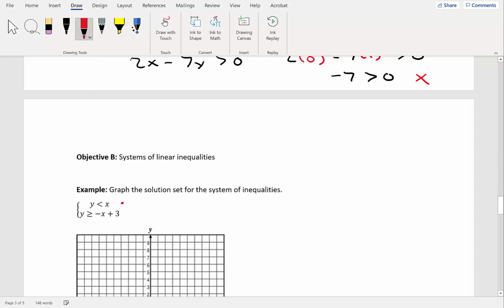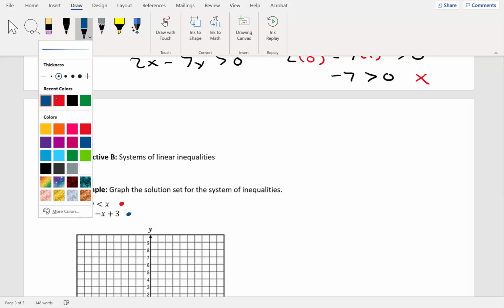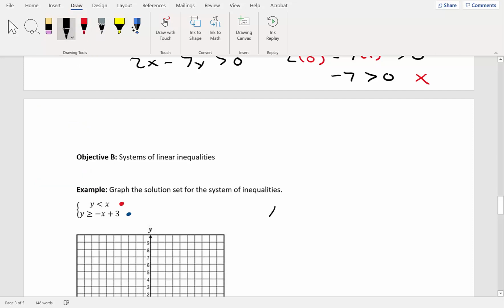So I'm going to label this first one as my red graph. I'll label the second one as my blue graph. Okay. So first, let's go ahead and change our inequality to an equal sign. So we have y is equal to x. And now in this case, our equation is already in slope-intercept form. My slope here is, remember the number in front of our x, which is 1. And then my y-intercept here is (0, 0).